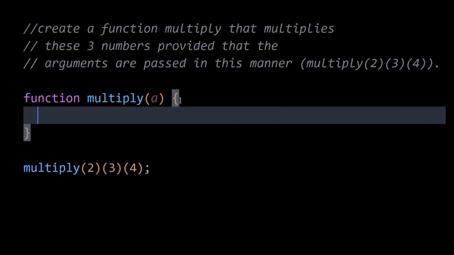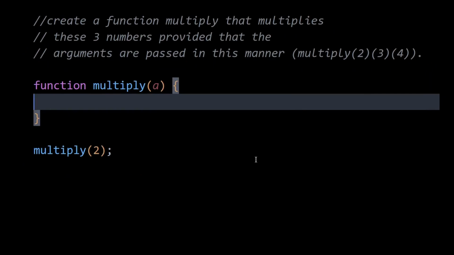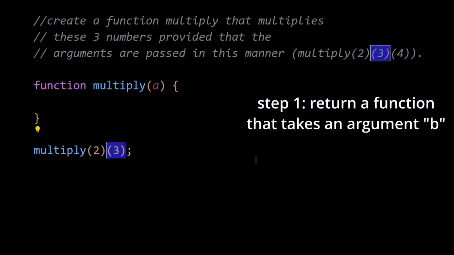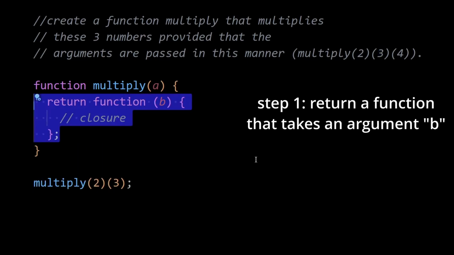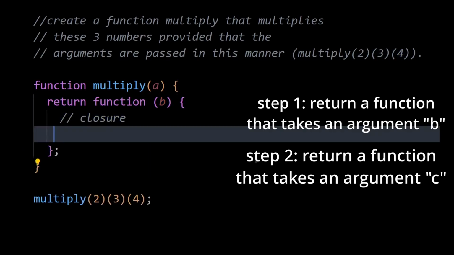So let's write the logic. Here, the multiply function is already defined to take a single argument a. When you call multiply and pass 2, you're passing 2 as the value for a. This returns a new function that's waiting for the next argument, which is b. Now when you call the function returned in step 1 with 3, which is multiply(2)(3), you're passing 3 as the value for b. This returns yet another function that's waiting for the final argument, which is c.